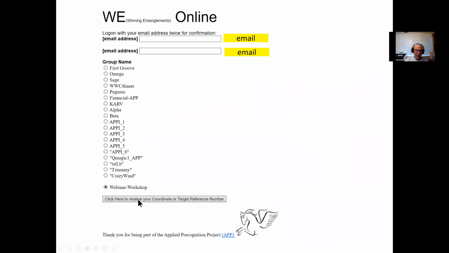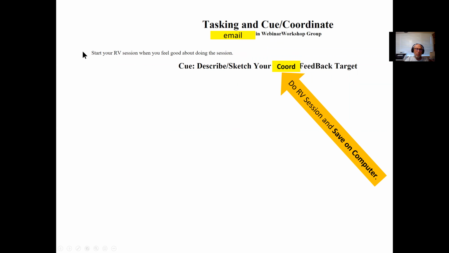Now, when you click here to receive your coordinate or target reference number, this is what will come up at the top of a page. And I want to describe this because people sometimes get hung up here, especially the newbies. After you do it once or twice, it becomes very straightforward. But the first thing that happens is your email address is here. Here's the group. And then Q, describe and sketch your, and here will be your 6-digit coordinate. Okay? So now that you have it, the next thing you do is your RV session.